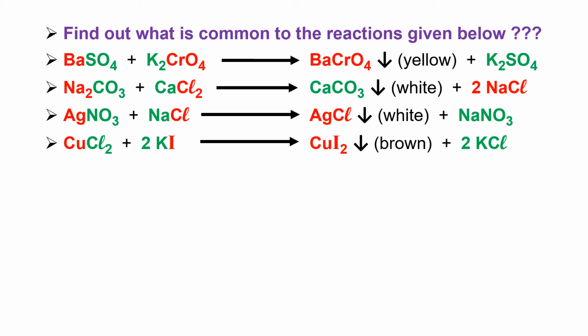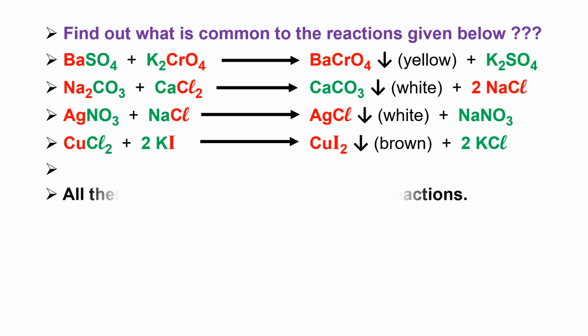Second reaction, if you can see, sodium joins with Cl, that is chlorine, to give you sodium chloride, and calcium goes with carbonate, CO3, to give you calcium carbonate. Third reaction, silver, Ag, pairs with Cl, chlorine, to give you silver chloride, and Na, that is sodium, goes with NO3, that is nitrate, to give you sodium nitrate, NaNO3. And fourth reaction, copper is joining with iodine, I, to give you copper iodide, and potassium is pairing with chlorine to give you potassium chloride.